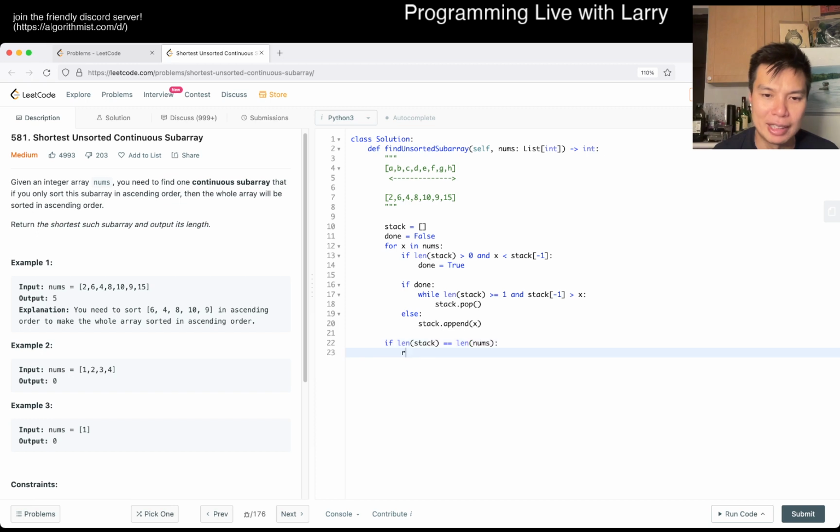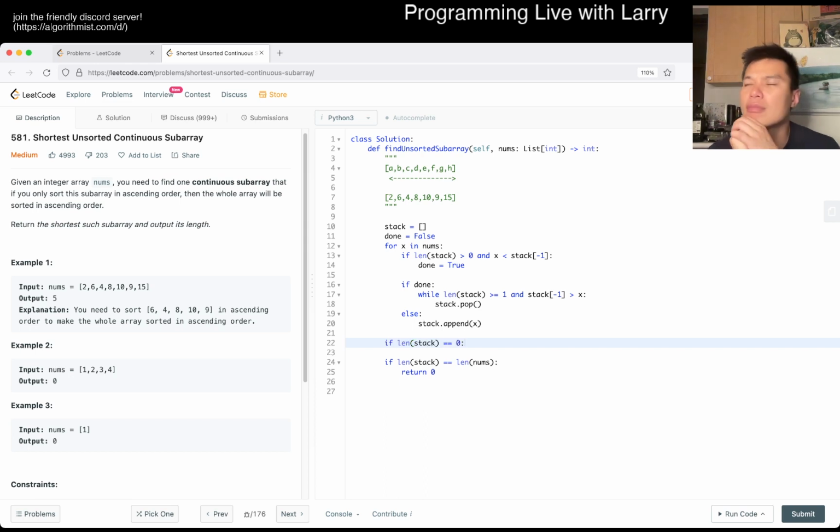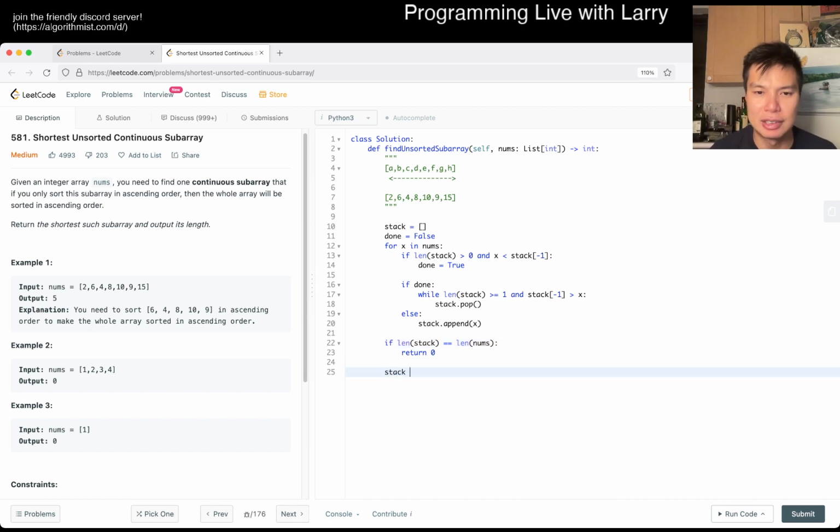So then now we just do if length of stack is equal to length of nums. That means that we're already done, and we return 0, because that means that this is already sorted. If this is not sorted, that means that, oh, or I guess the other way is if length of stack is equal to 0. Is that true? If there's nothing in the beginning, no. I was gonna return the thing, but then actually you could still keep like the suffix, right? So then now we have to do the suffix. So then let's do it again.